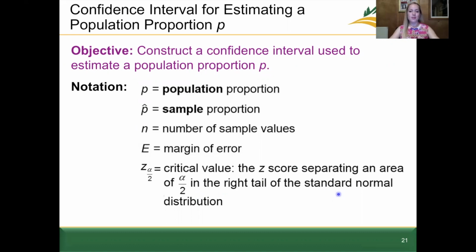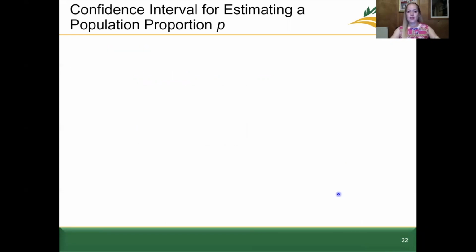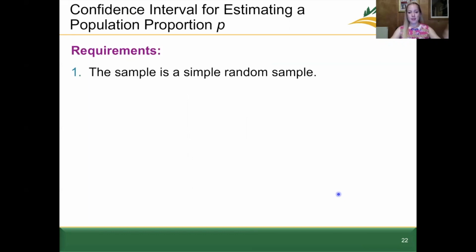We have gone through previously how to take a non-standard normal distribution and how to treat it as a standard normal distribution. It's important to talk about when we can apply this. So there are some requirements here. Number 1 is that the sample is a simple random sample. It has to be an unbiased sample. It has to be taken randomly.